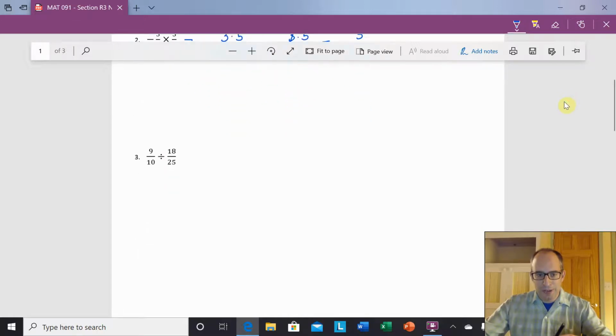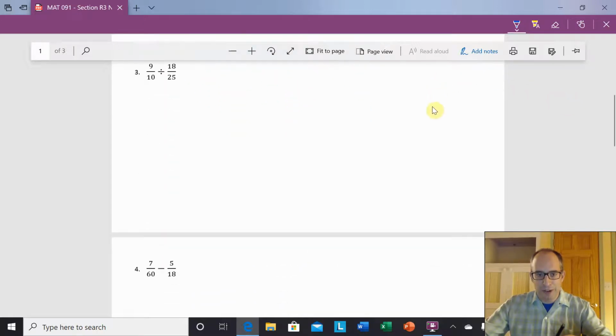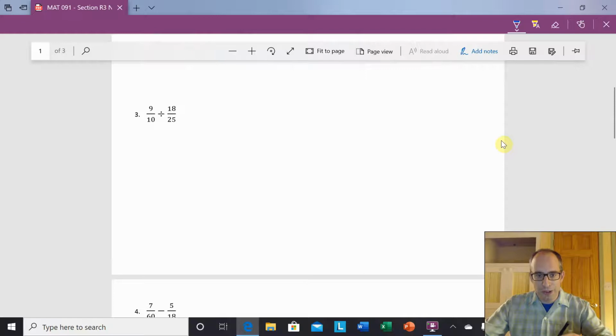Okay, then the next one is dividing by a fraction, which the usual thing to do with that is to rephrase it as multiplication by the reciprocal, which is what we're going to do. So we're going to say this is 9/10 times 25 over 18. And there is one thing I want to point out here before we go any further.